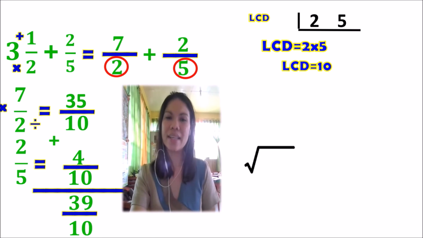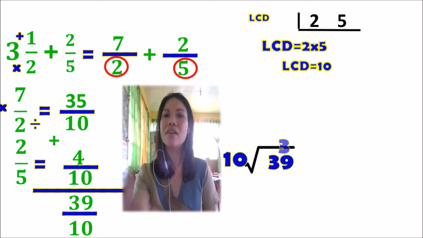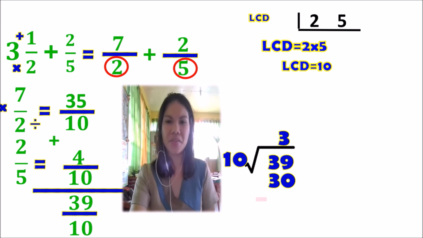So to do that, we will now have our division. Our dividend will be 39. Our divisor will be the denominator, which is 10. Then 39 divided by 10 is of course equals to number 3. So 3 times 10 is 30. 39 minus 30 is equal to number 9. So we have a remainder of 9.